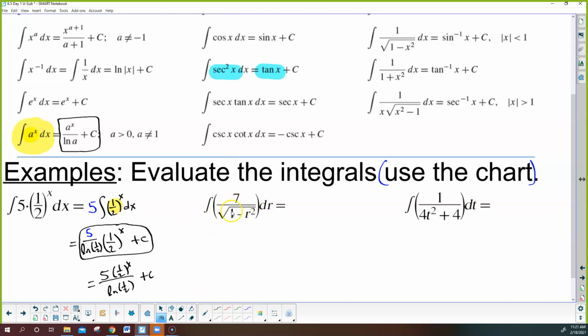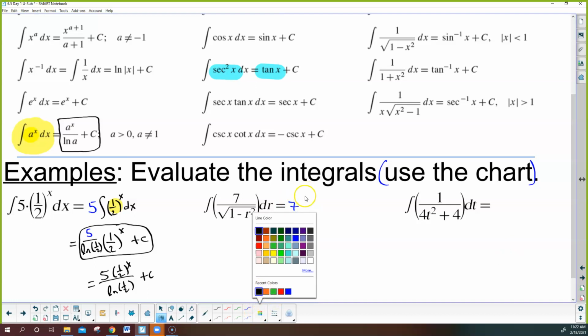All right, what about the next one? Well, notice I've got the square root of 1 minus r squared. And when I look over here, I've got the square root of 1 minus x squared. So this is definitely an inverse sine function, but that 7 kind of screws things up. Well, the 7 is a multiplier.